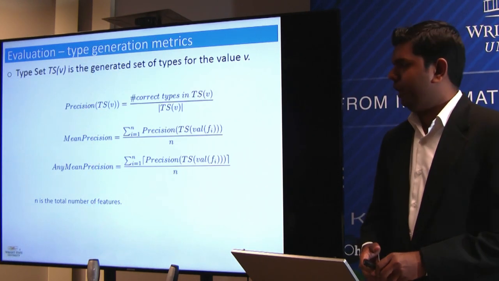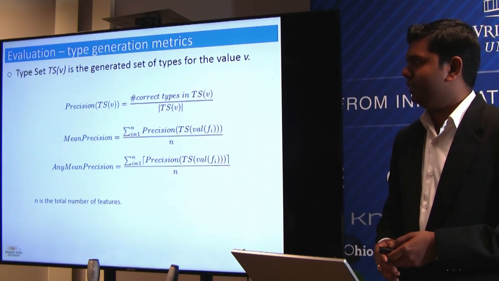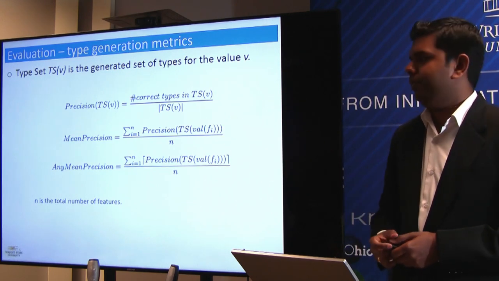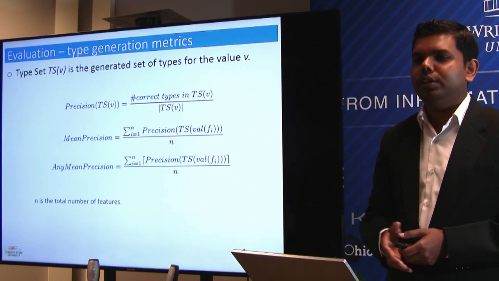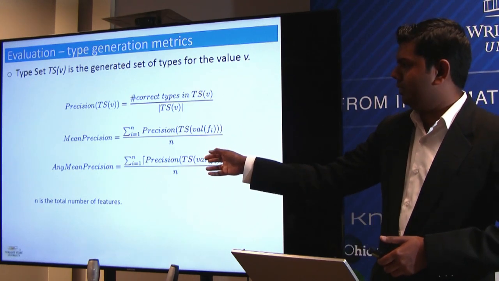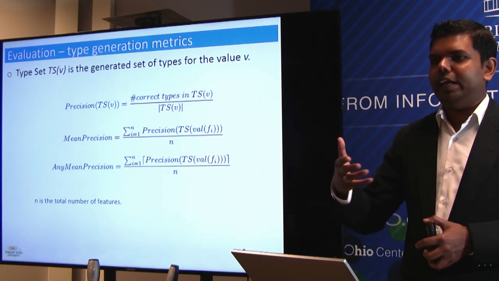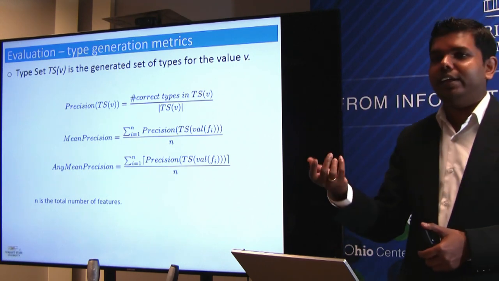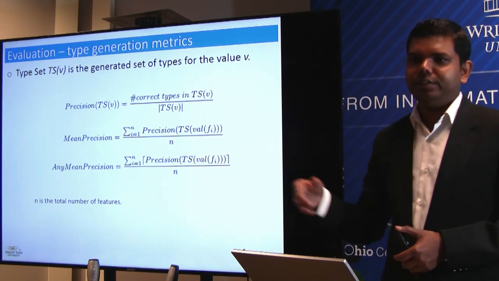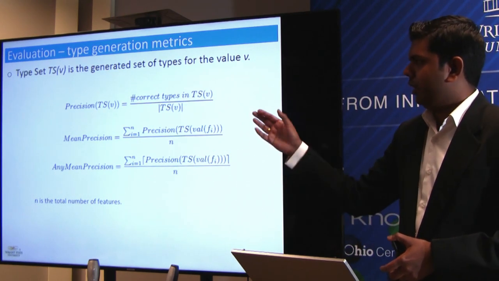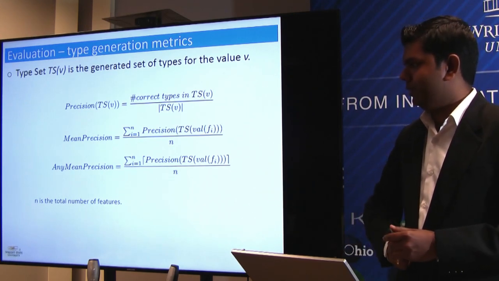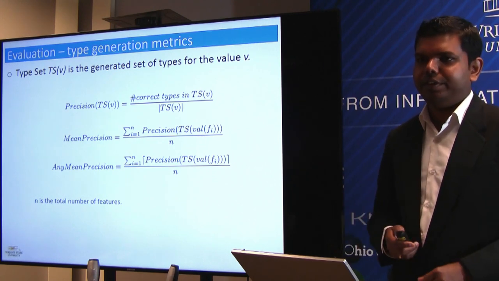And then for the evaluation of the type generation, we measure the precision and the mean precision. That means the average precision for all the items that we typed. And any mean precision is the ceiling of precision. That means if the algorithm generates at least one correct type, this will reflect that part. Whereas precision counts all correct and negative ones, but any mean precision just takes the Boolean value and then gets the average.